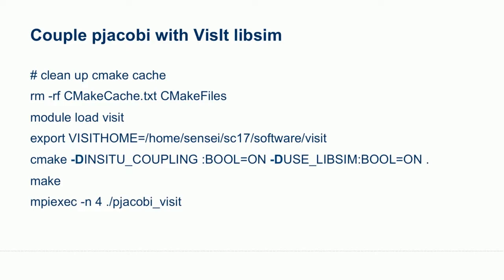I compile it like this with CMake, with a couple of flags, in situ coupling on, and then the flag use libsim, boolean, of course, on. And don't forget the dot here at the end, so space and dot. This means the current directory.